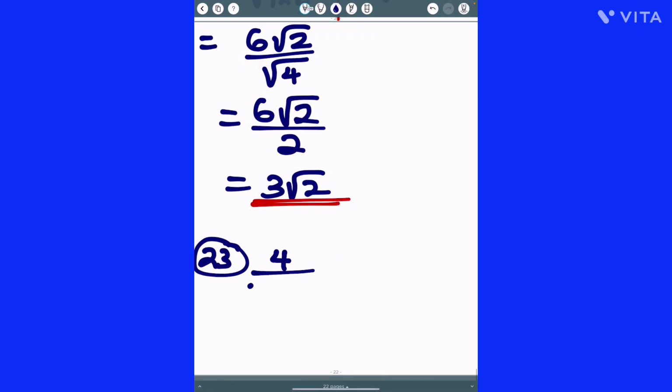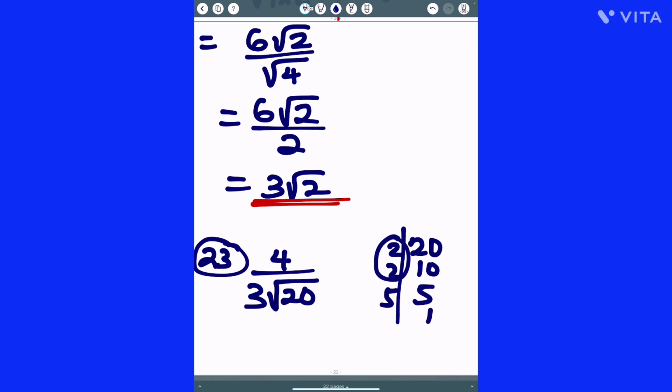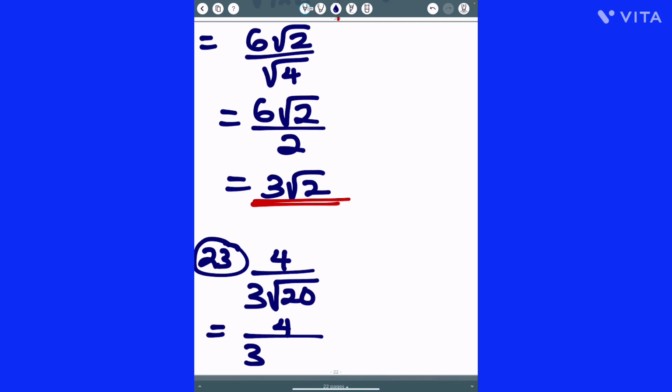4 divided by 3 root 20. As usual, 20 we write in what? Basic form: 2, 10, 2, 5, 5, 1. Multiply this, I'll get 4 times 5. So that means I can simplify root 20 into 3 times root 4 times 5. So what does that reduce into? That will reduce to 3 root 4 times root 5.